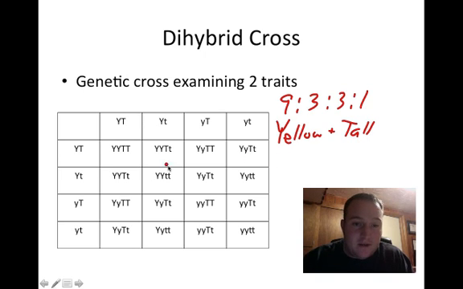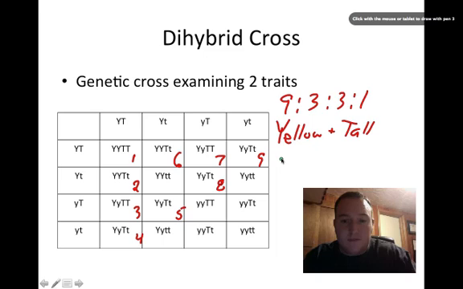So let's go ahead and do that. We've got 1, so big Y and a big T is all we're looking for. 2, 3, 4, big Y, big T. 5, big Y, big T. 6, big Y, big T. 7, 8, and 9 of them.